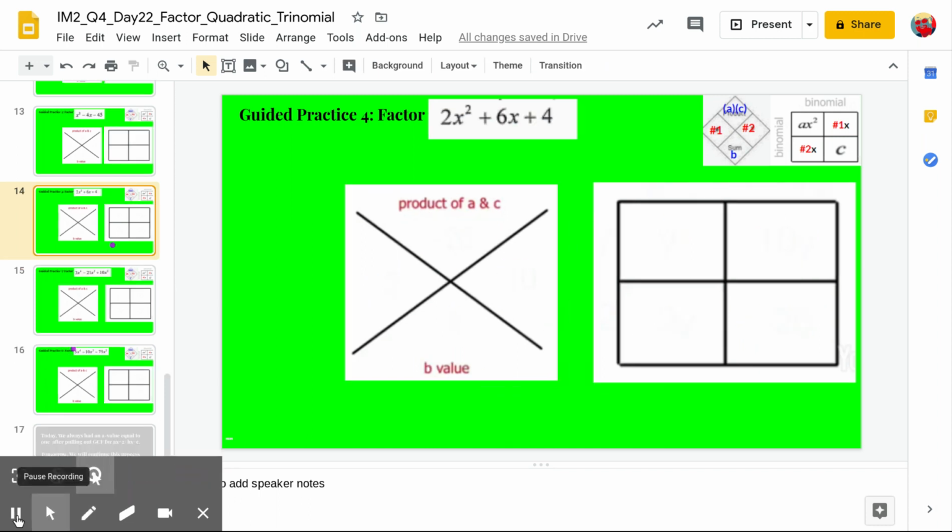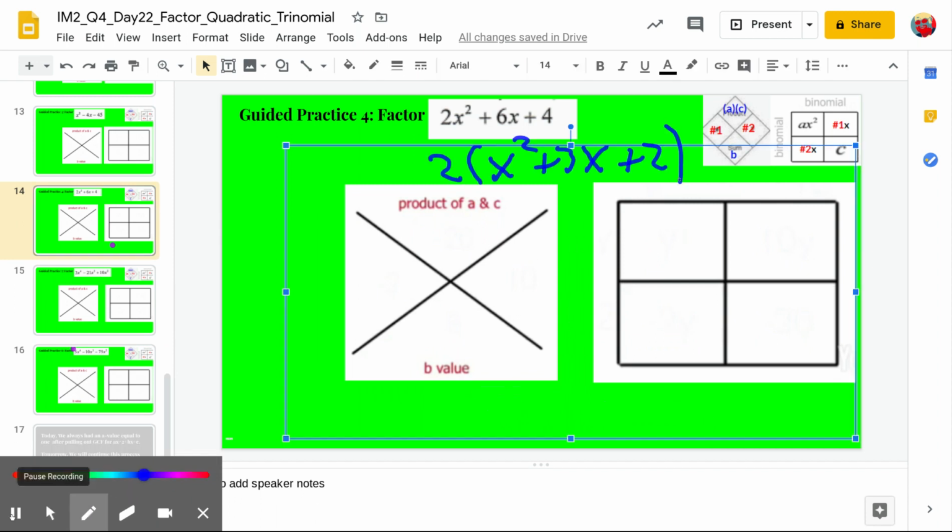So we have 2x squared plus 6x plus 4. You should be able to figure out the GCF. Pretty simple process. But I want you to write out the factored form now. So what's our new factored form after you pull out the GCF? I hope you got 2 times x squared plus 3x plus 2. We pulled out the GCF, which was 2.